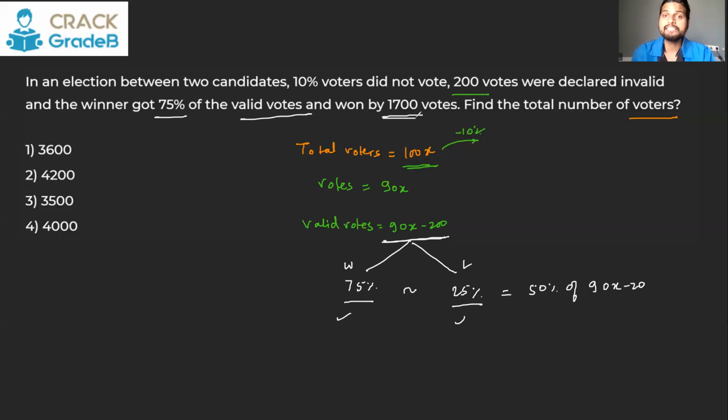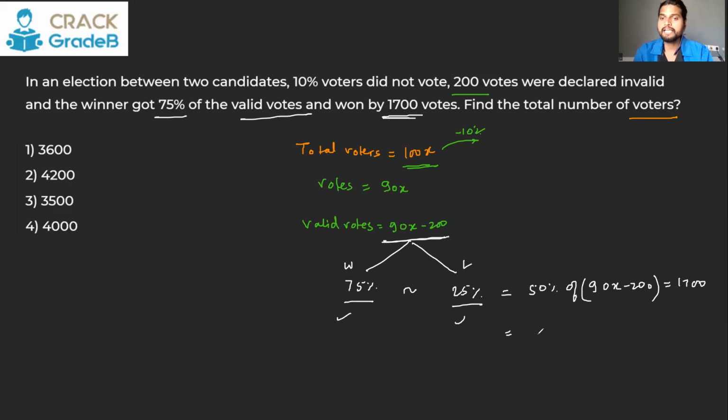And that difference is given as 1700 votes because he won by 1700 votes. Won by 1700 votes means what? If we say India won by 5 runs, it doesn't mean that India made 5 runs. India made 5 runs more, or the difference between two teams was 5 runs. So the difference is 1700 votes. So this difference that we have calculated here should be 1700. So 50% of this should be 1700.